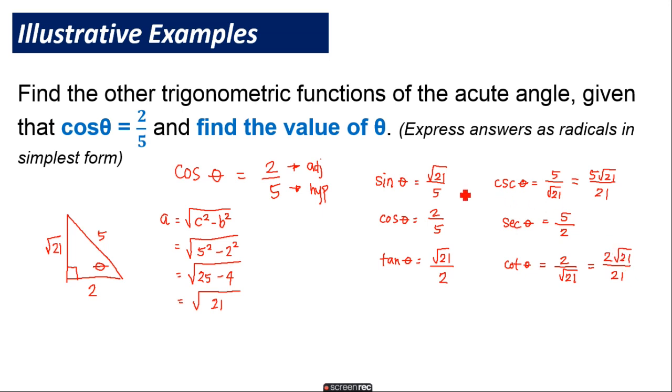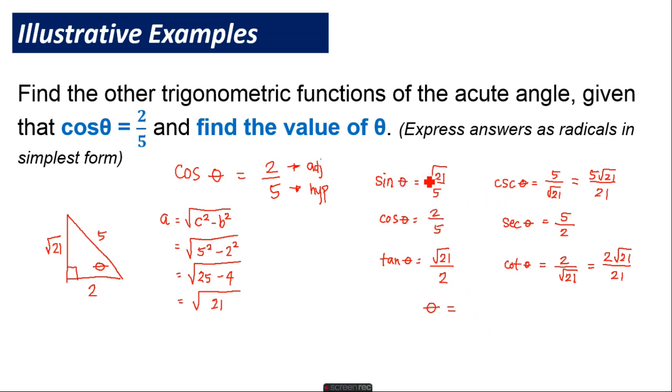So we have now all the 6 trigonometric functions. We are also asked to find the value of theta. So let's now solve for the value of theta. Theta is just equal to, so we just choose 1.